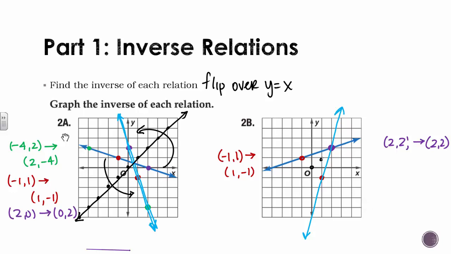Same thing with this. The line y equals x actually goes through that purple point, so that's why the purple point didn't have to move. But if I flip this over, this becomes that, and that becomes this.